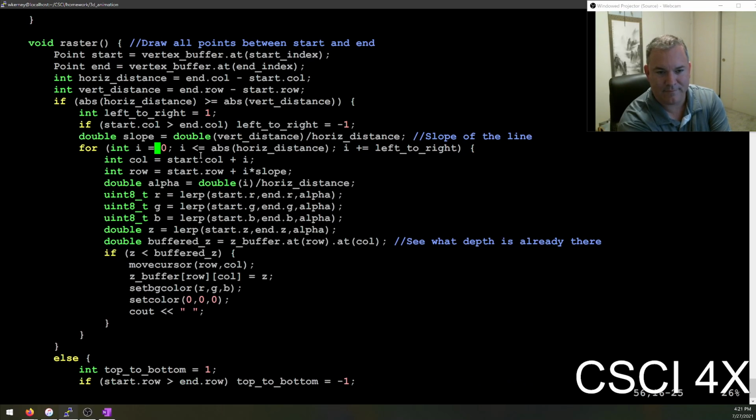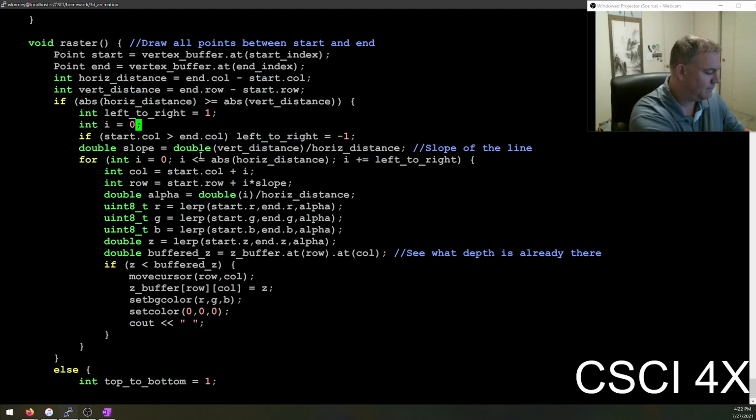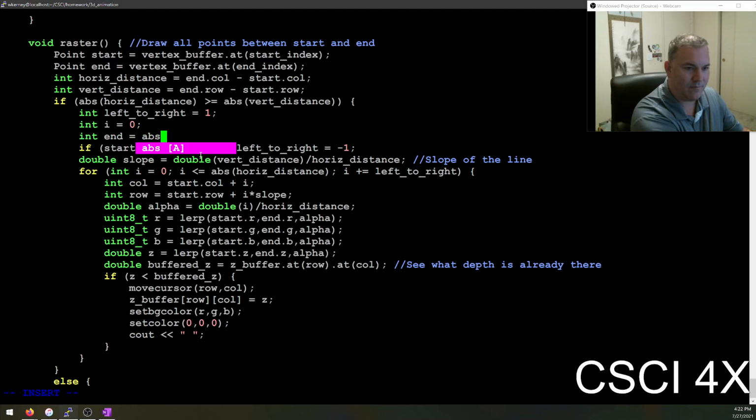So, because we're going one way, if we go the other way, we never end, right? So annoying. Abs.